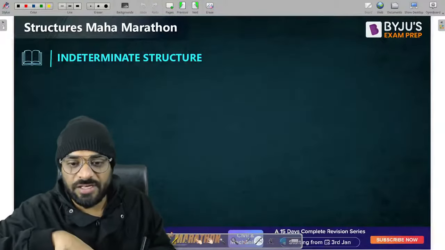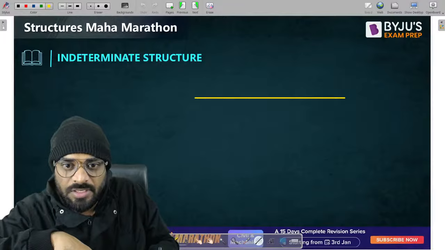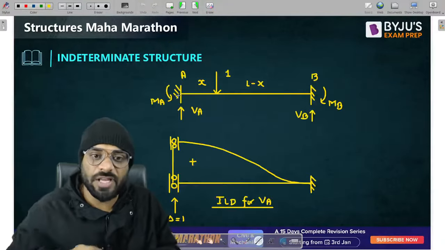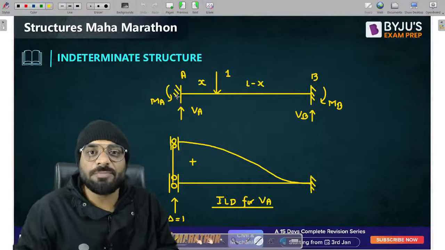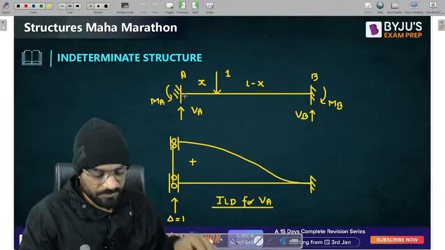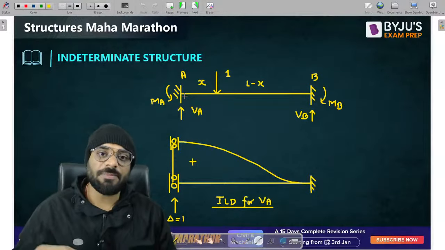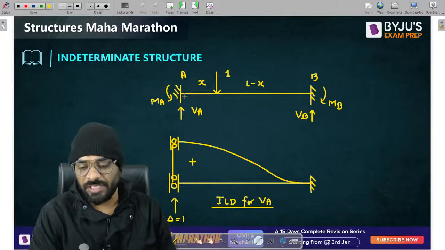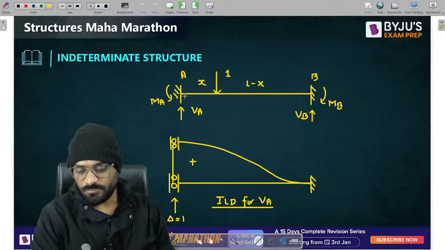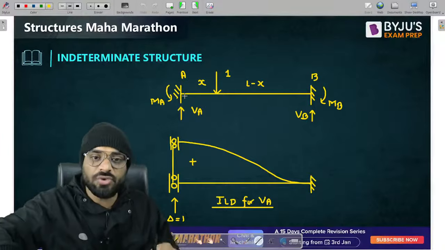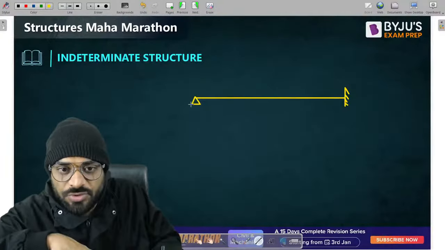Now let's draw the ILD for MA. Anyone who can tell me guys, if I want to draw the ILD for MA, which type of support I have to apply at support A? Hinge. Very nice. We need to use hinge support.